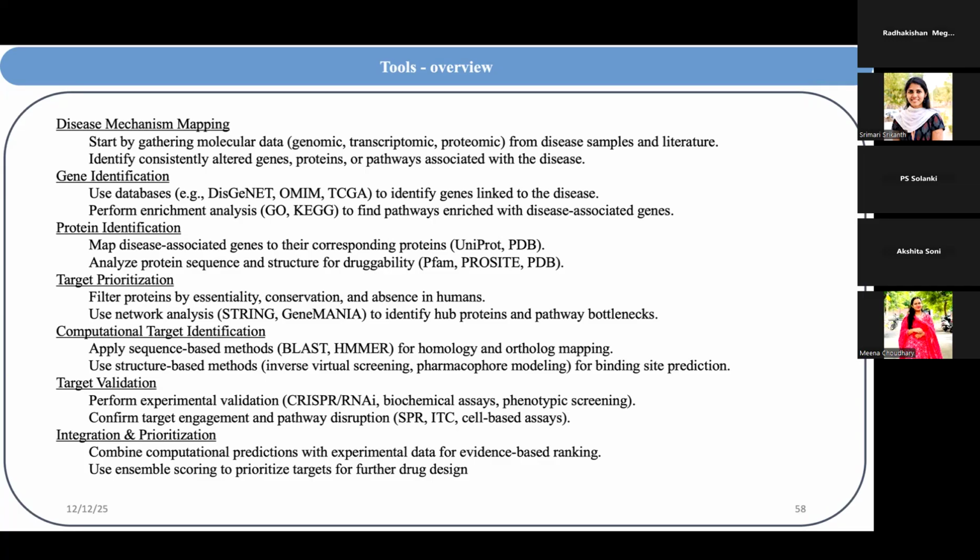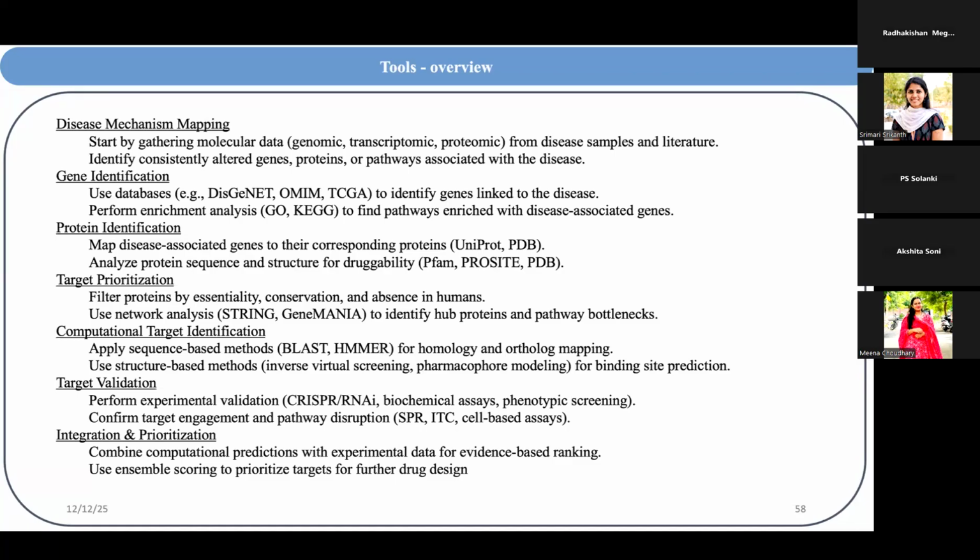So we use databases like DisGeNET, OMIM, or TCGA to find the genes which are linked to the diseases. And then we run enrichment analysis like GO to see which pathways are enriched in these disease associated ones. And once the gene has been identified, we go for the protein identification. So in this part, we map those genes to their corresponding proteins using UniProt and PDB. And then we analyze protein sequence and structures to see if they are druggable or not.